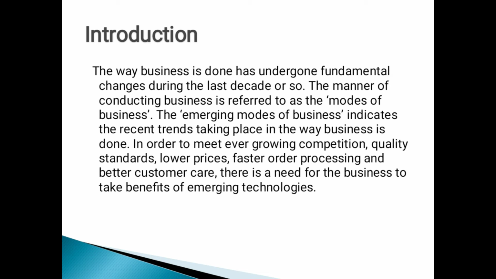Business activities always aim to create utilities or value in the form of goods and services which the buyer purchases to satisfy their needs. So, the emerging modes of business indicate the recent trends taking place in the way business is done.